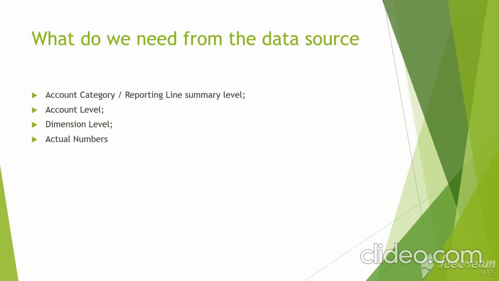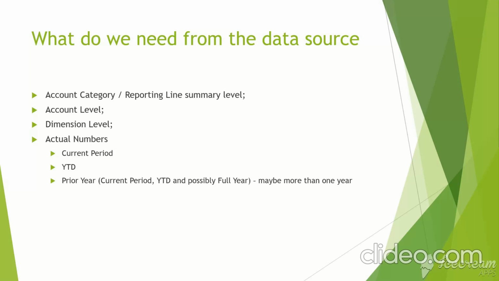Then on the number side, we need to be able to show the actual numbers. And for those actual numbers, we might want the current period, the year to date, and then we also need a combination of prior numbers for the current period, year to date, and possibly even the full year. And maybe we might want more than 1 year. And then we also might want to present these numbers in a monthly sort of analysis as well.